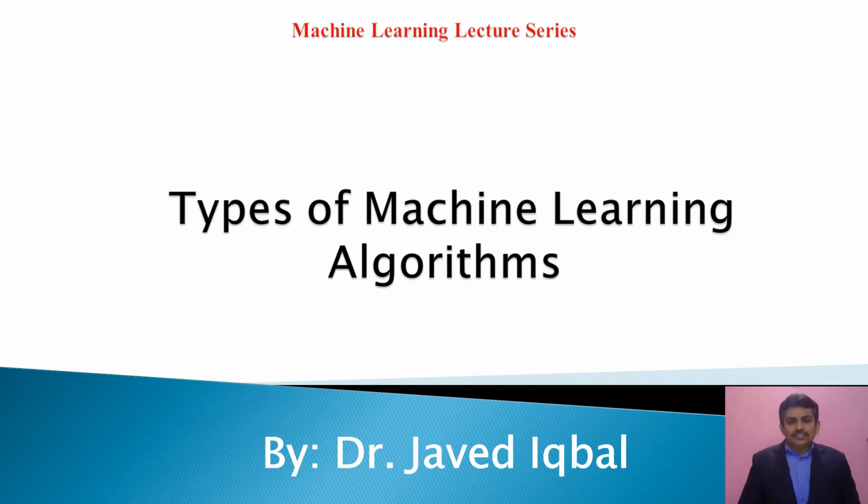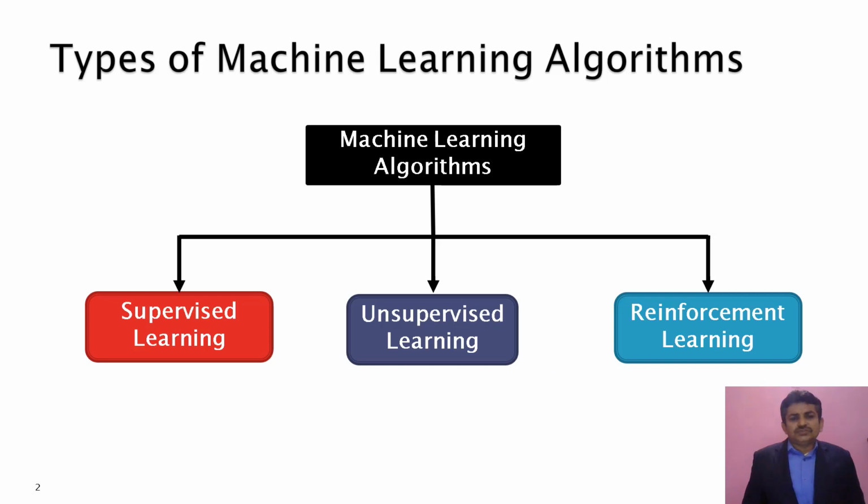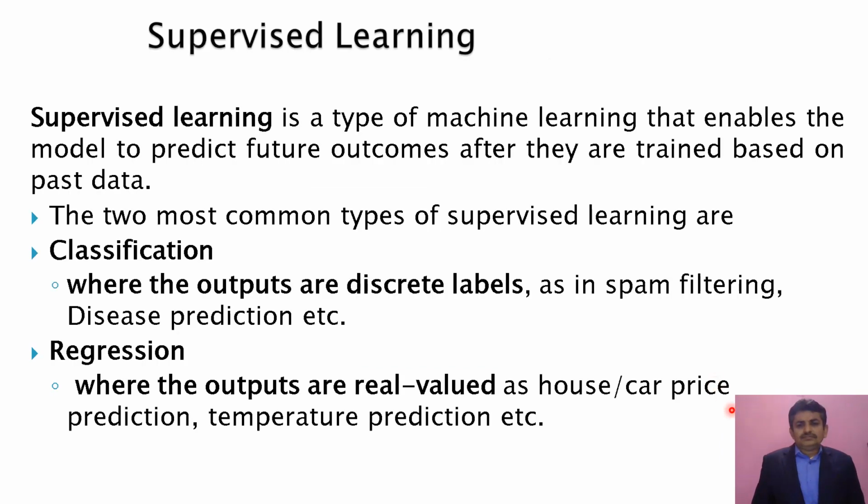Welcome to my new video on types of machine learning algorithms. This video is part of my machine learning lecture series. This slide shows that there are three types of machine learning algorithms. The three types are supervised learning, unsupervised learning, and reinforcement learning. In the next slides, I will provide a brief introduction of each type.